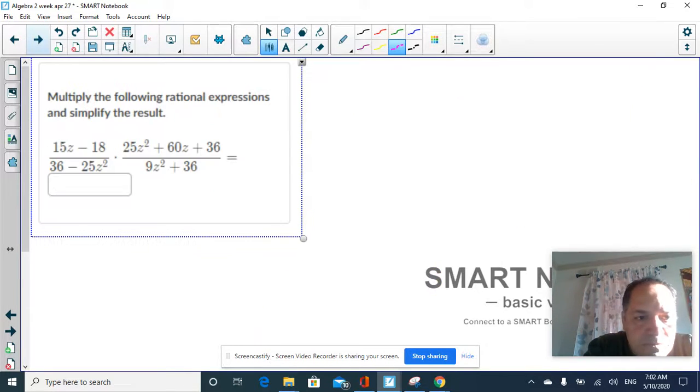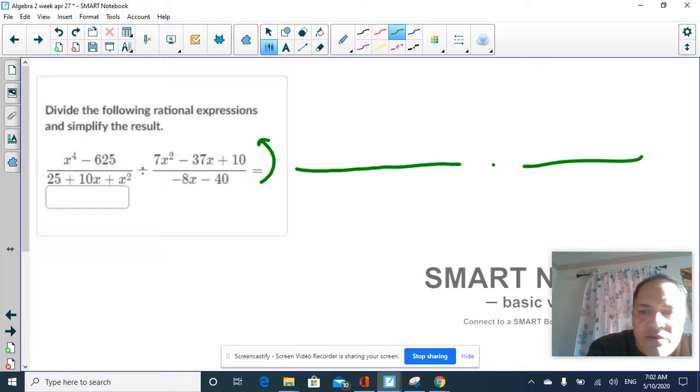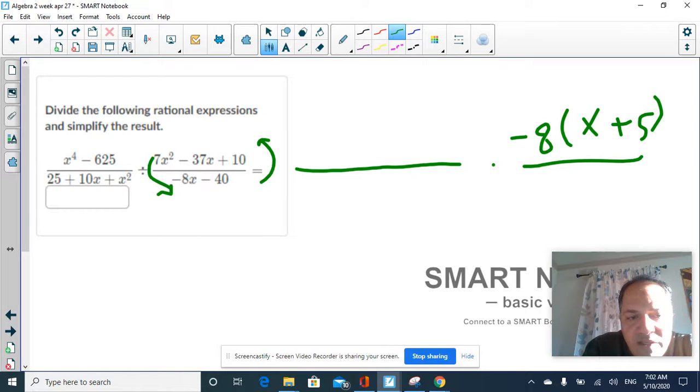Let's try another question. I like to focus on division. Let's try the division one. If you want to divide, as we said, we have to multiply and flip. So you are going to flip this part. If you take out negative 8, put it in the top, so you have x plus 5. Okay, and the top will be the bottom, so you have to factor it. So it will be 7x and x.